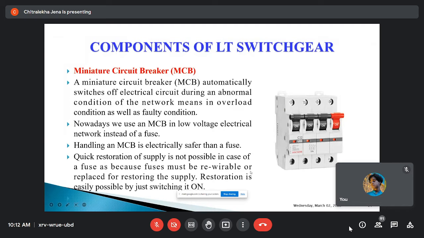Now in case of an MCP, what happens? You immediately switch it on again, and if there is any failure, it will switch off again. Yes or no? Yes, ma'am.